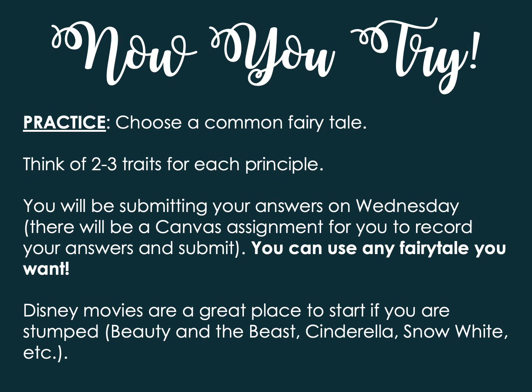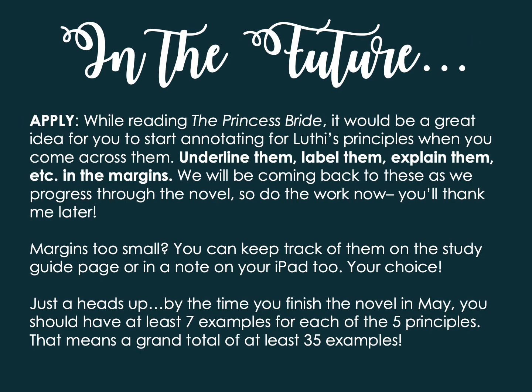Now, I want us to think a little bit about the future. While we're reading Princess Bride, this falls into the fairy tale category. All of these principles are found within the book, and that's what makes the book so awesome. It's hilarious, it's satirical, and it has these principles in it. So it would be a great thing for you to start annotating for these principles when you come across them. If you don't annotate anything else while you are reading this book, when you come across an example of abstract style, underline it, label it, explain it in the margins. If you come across something where we've got one-dimensionality, great. Again, highlight it, underline it. Just make sure you're marking it somewhere.